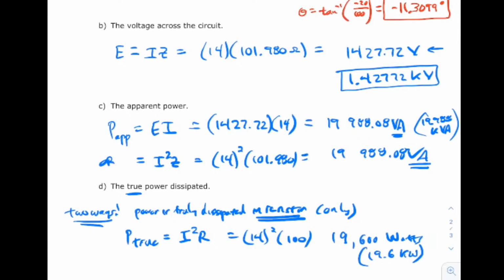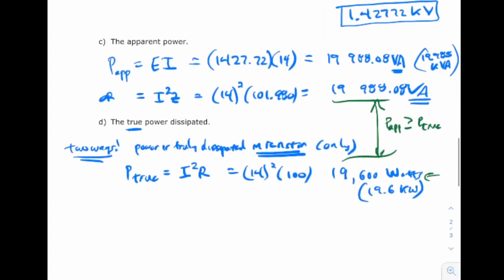But notice the difference between this number and this number. 19,988 versus 19,600. Apparent power is always going to be bigger than or equal to the true power. Okay? Because again, the apparent power is taking into account more pushback. It's taking into account pushback from a capacitor and a coil, so it's going to be bigger. So it's going to look bigger. But this is the actual watts down here, the true power. So true power, apparent power, two very different things.